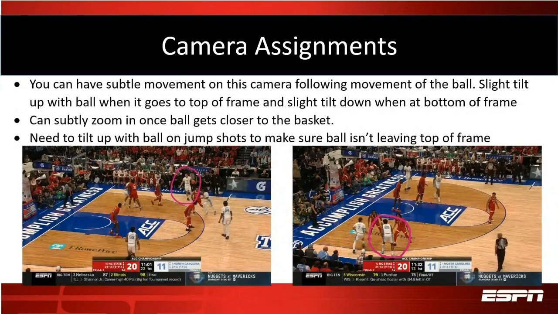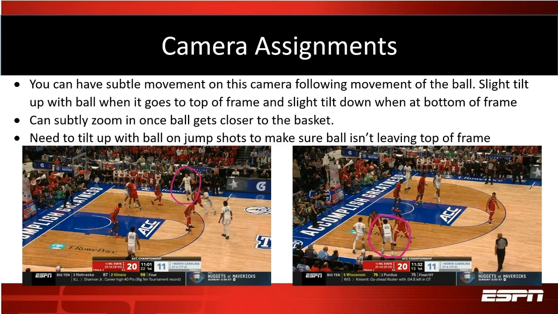You should always have subtle movement on this camera following the movement of the ball. A slight tilt up with the ball whenever it goes to the top of your frame, and a slight tilt down with the ball whenever it goes towards the bottom of the frame. You can subtly zoom in once the ball does get closer to the basket, and on any jump shots, you just need to be prepared to tilt up with the jump shot to make sure that the ball on any field goal attempt isn't leaving the top of your frame.